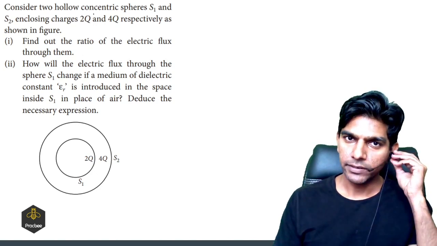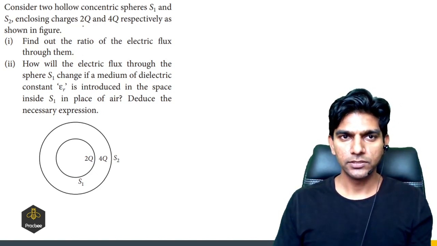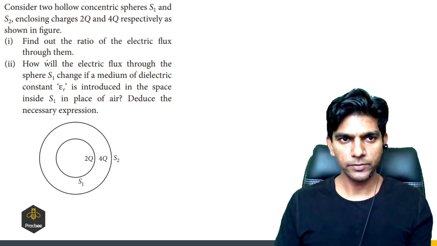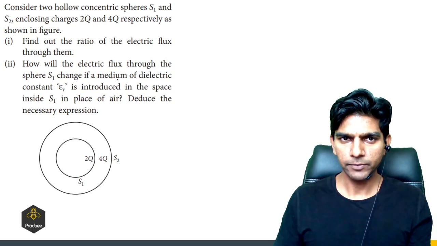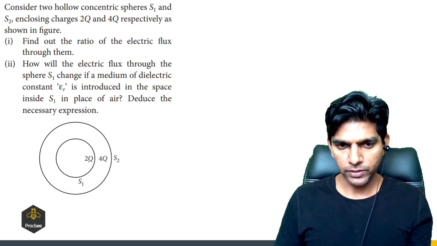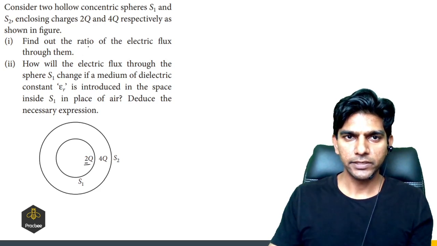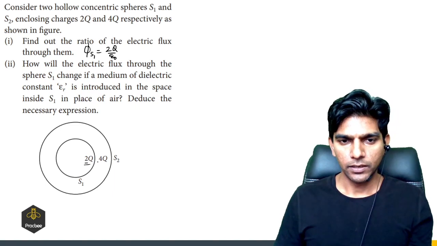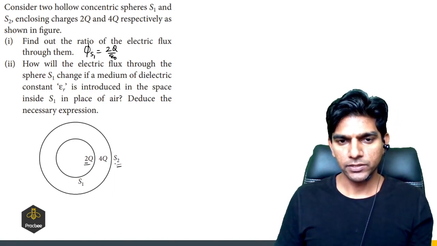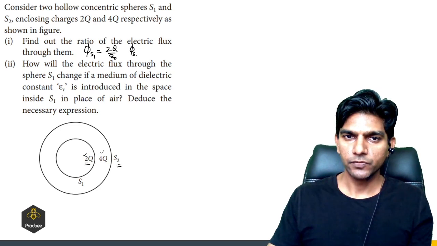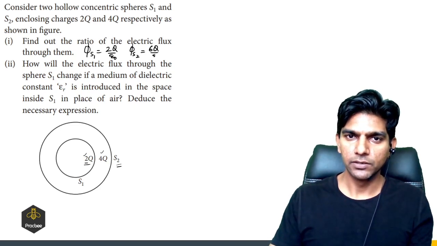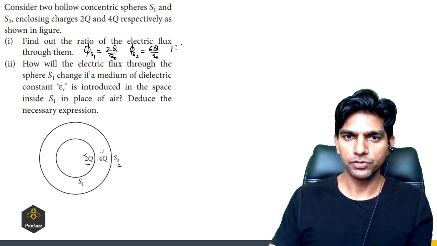Okay, now let us see some illustrations. Consider two hollow concentric spheres S1 and S2 enclosing charges 2q and 4q respectively as shown in the figure. Find the ratio of electric flux through them. Very easy. In surface 1, how much charge do we have? 2q. So the flux through surface 1 will be 2q by epsilon naught. And how much charge is present inside surface 2? It will be 4q plus 2q, because both are inside surface 2. So the flux through surface 2 will be 6q by epsilon naught. So the ratio will be 1:3, right?